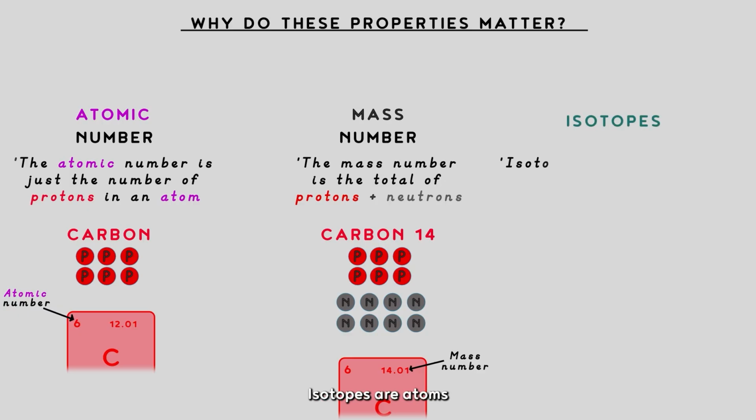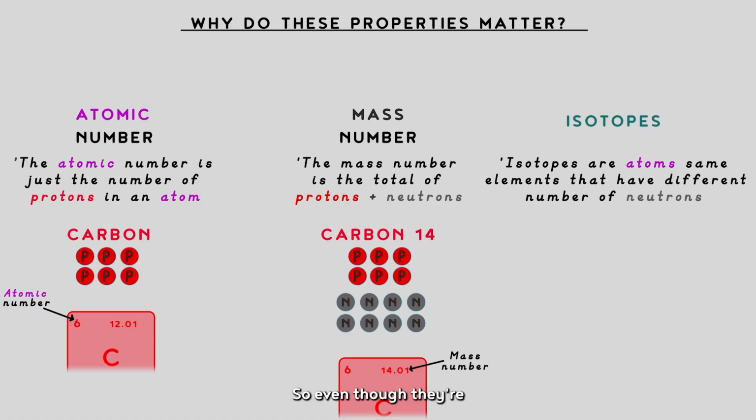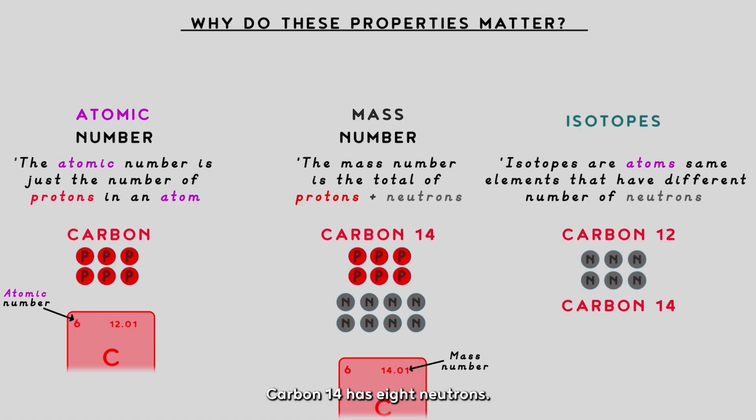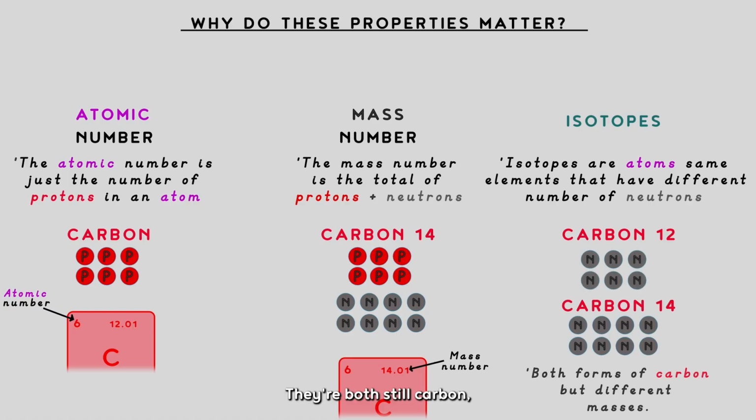Isotopes: isotopes are atoms of the same element that have different numbers of neutrons. So even though they're the same element, they have different masses. Carbon-12 has 6 neutrons. Carbon-14 has 8 neutrons. They're both still carbon, but they have different masses.